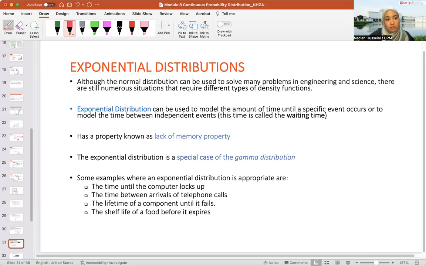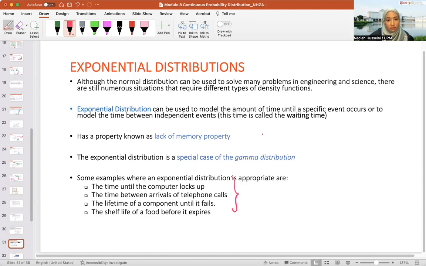The exponential distribution tells us about the lifetime of a food, of... we don't say lifetime for food, we say shelf life of food, lifetime of a component, what else? The time until something happens. So these are examples of lifetime that follows exponential distribution: the time until the computer locks up, the time between arrivals of telephone calls, the lifetime of a component until it fails, the shelf life of a food before it expires.